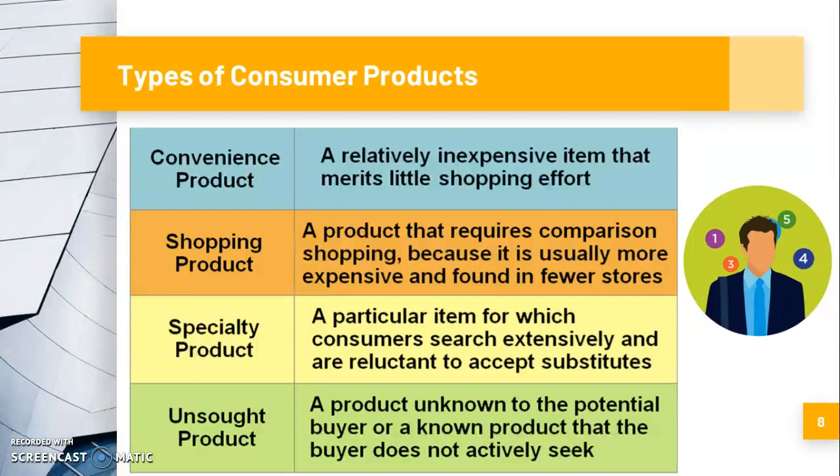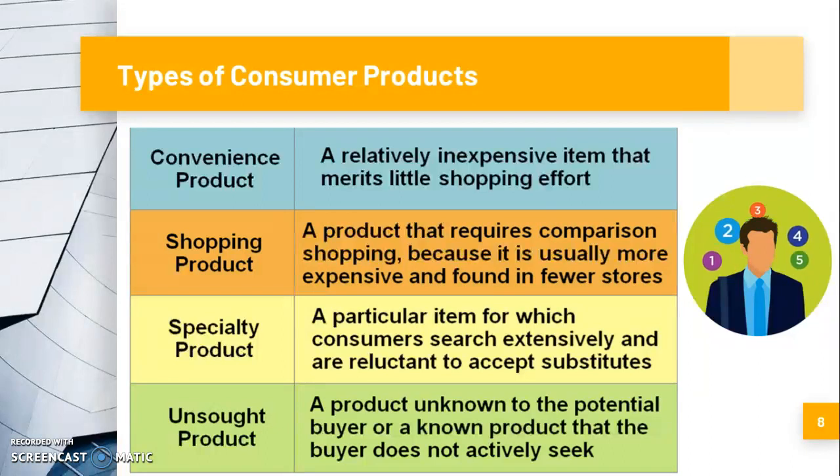Shopping product: a product that requires comparison shopping because it is usually more expensive and found in fewer stores. For example, a cell phone. With a cell phone, you already kind of have an idea what brand you want, because they already brainwashed all of us. So you go there, you see what the perks are, what the trends are, you compare it, and yes, it is a little expensive, but still you know the store to go to. Every type of product that I'm listing here has a different strategy in order to obtain the customer. Okay, I forgot to say that in the beginning.